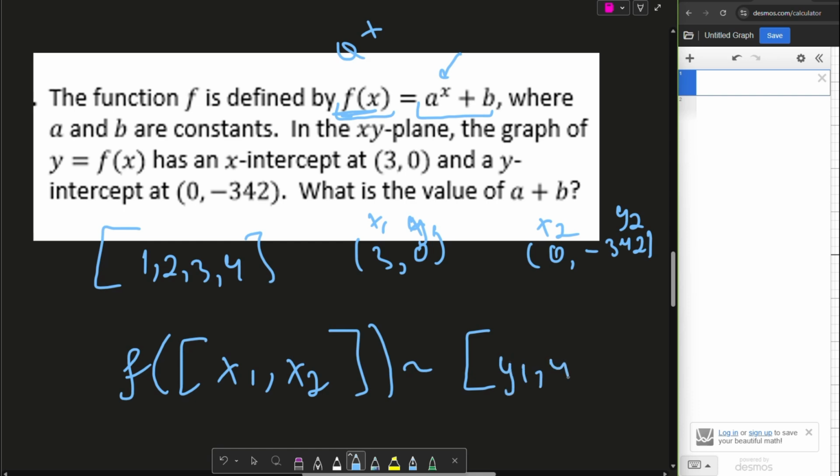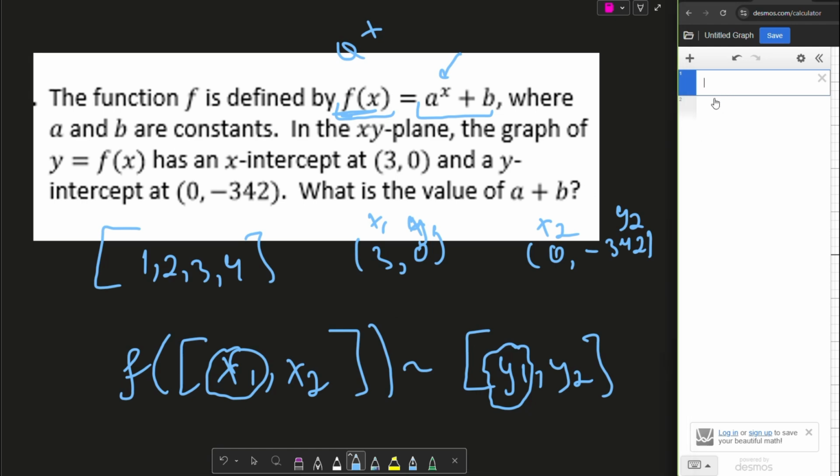Okay, and please make sure that if your x1 goes first in the first parentheses or the left part, then your y1 must come also first on the right part. You cannot say x1 and then say y2, for example. That will not match. It's not correct. And let me plug everything into Desmos.